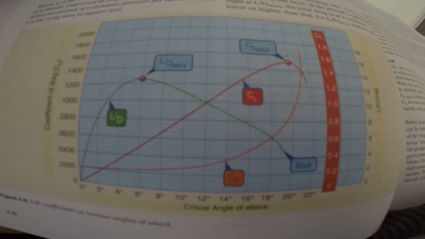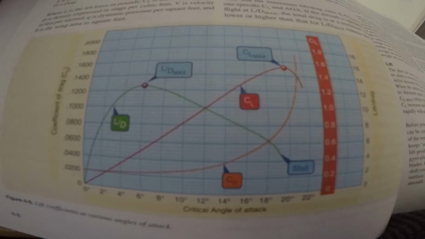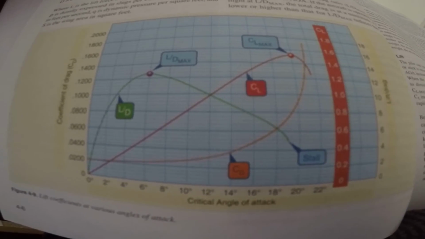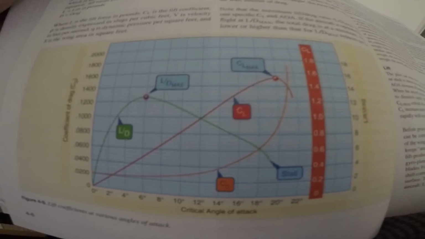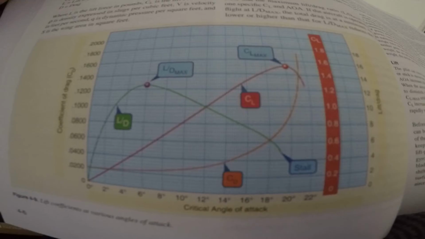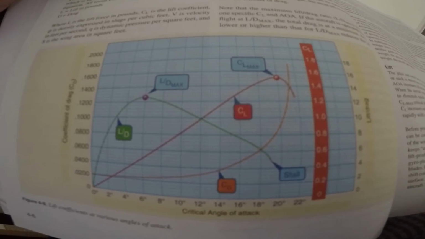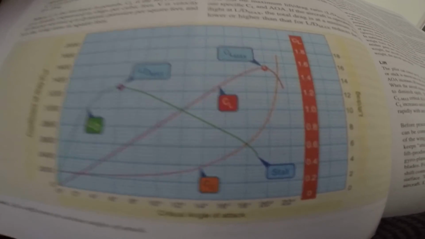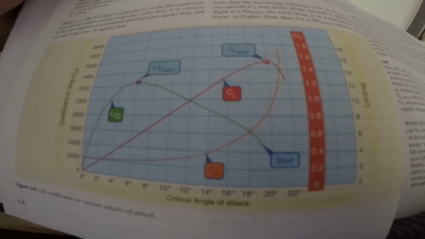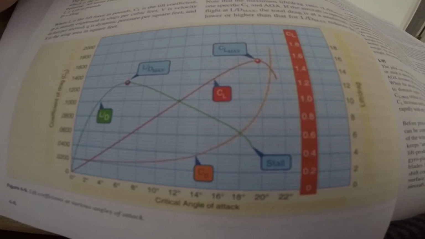The lift-to-drag ratio in green reaches its maximum at 6 degrees angle of attack, meaning that at this angle the most lift is obtained for the least amount of drag. Note that the maximum lift-to-drag ratio, lift-to-drag max, occurs at one specific coefficient of lift and angle of attack.